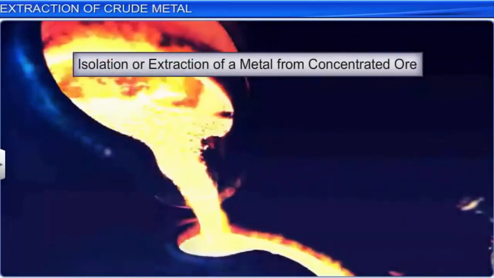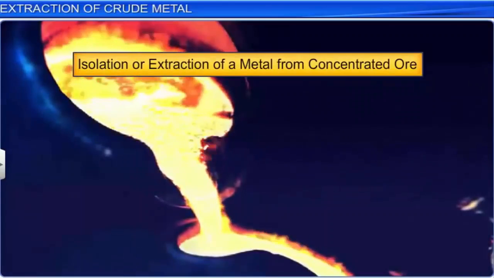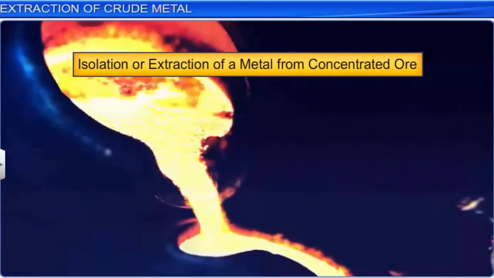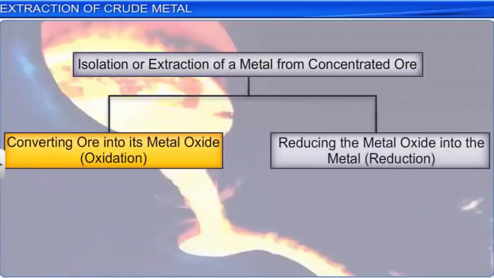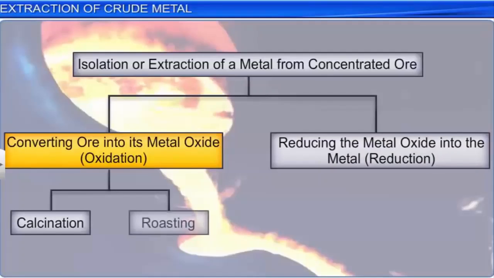Thus, the isolation or extraction of a metal from concentrated ore involves two major steps: converting ore into its metal oxide, and reducing the metal oxide into the metal. Let's look at each step. Concentrated ore can be converted into its metal oxide either by calcination or by roasting. Let's see how these methods work.